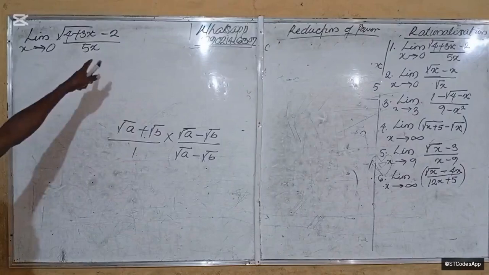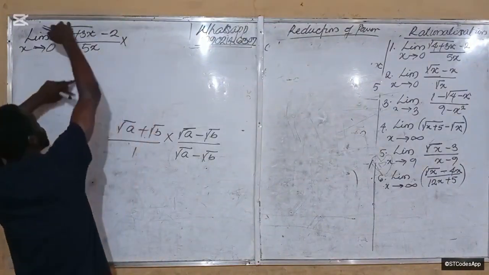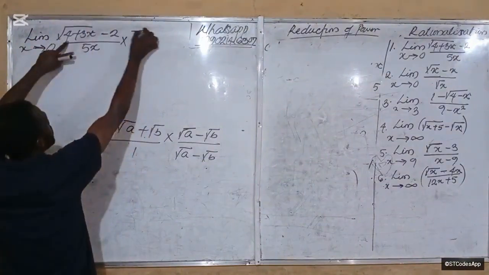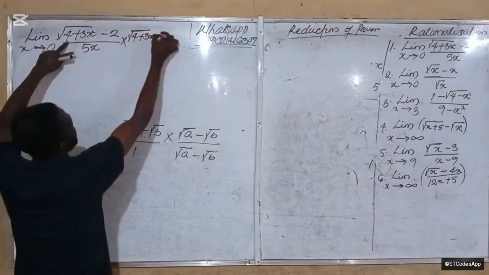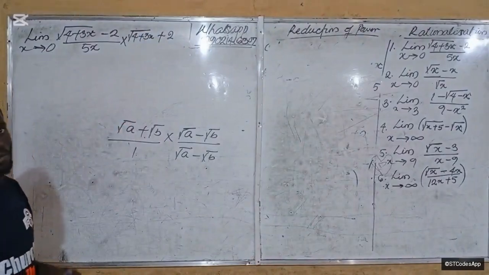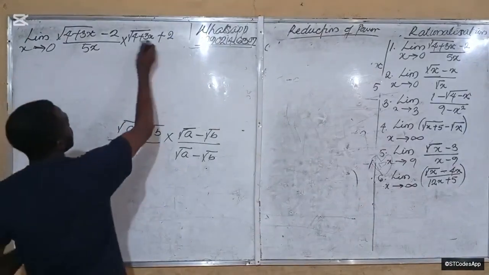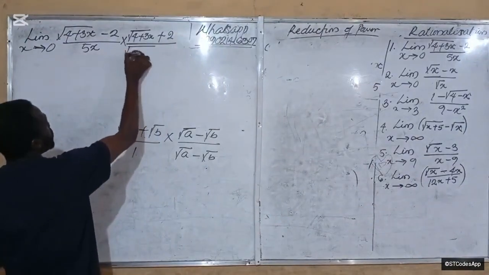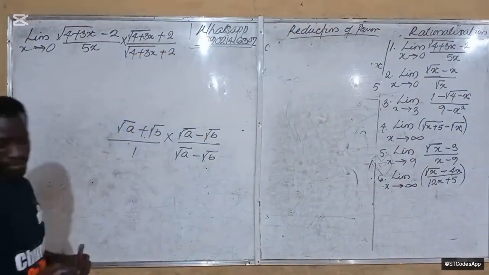That's what I mean here. So what we're going to do to rationalize is multiply by the conjugate of the numerator, which will be the square root of 4 plus 3x plus 2. The conjugate is the term that contains the same expression but with an opposite sign. So in this case, plus, all over the square root of 4 plus 3x plus 2.